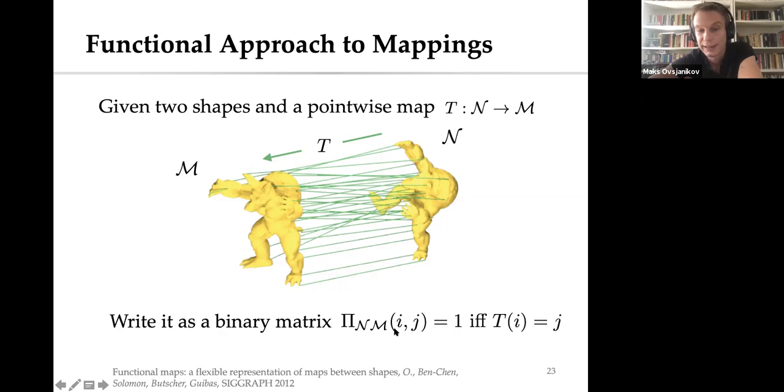And I'm going to say that this is a binary, so 0, 1 matrix, and pi ij is equal to 1 if and only if t of i equals j. So basically, I'm just taking this correspondence and writing it as a binary matrix. So it's kind of trivial.